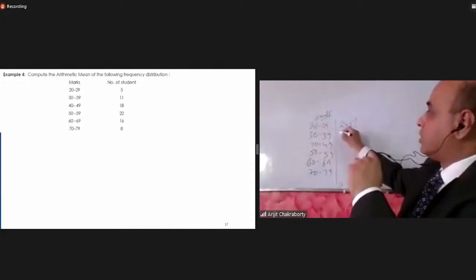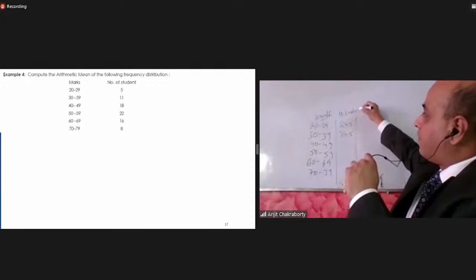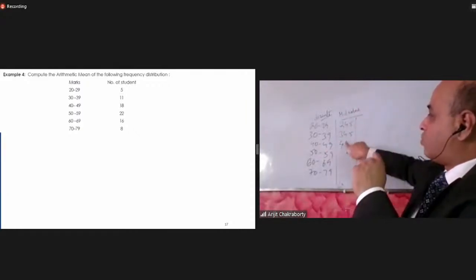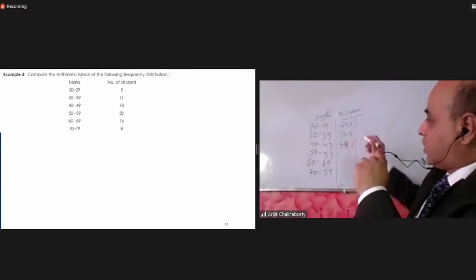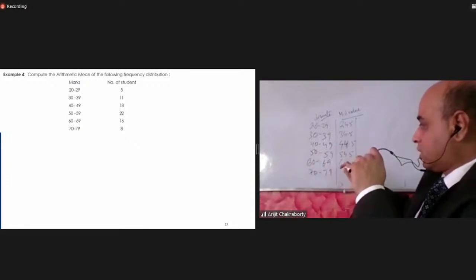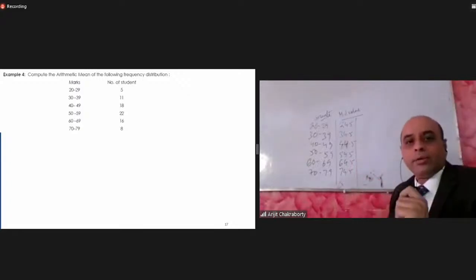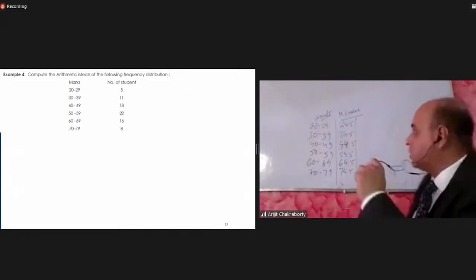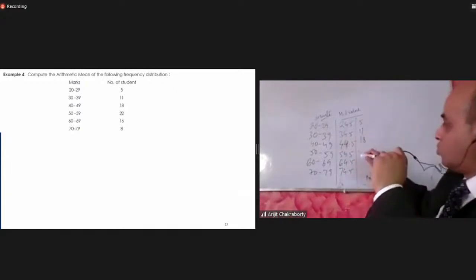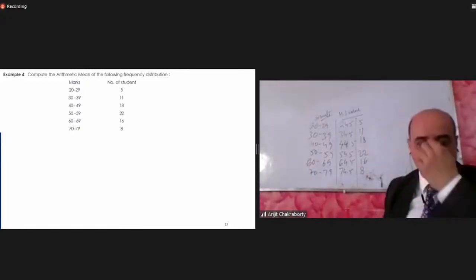Next, for 30 to 39, the mid value is 34.5. I'm giving the heading mid value. For 40 to 49, the mid value comes to 44.5. 50 to 59, again 54.5. 60 to 69, 64.5, 70 to 79, 74.5. Now the frequencies are given: 5, 11, 18, then 22, 16, and finally 8. Okay. So please try to do it with me.